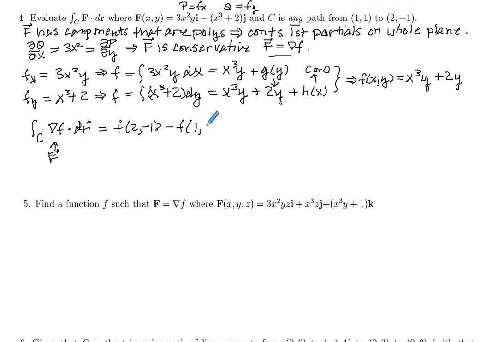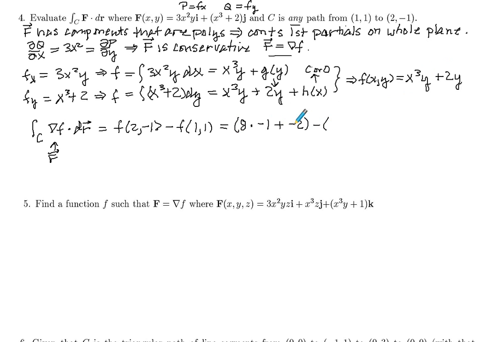And it's totally independent of path. So that's why we could say any path here. We didn't have to give you a path because all the path integrals are the same. So we just plug 2, -1 and 1, 1 into our function here. So I plug a 2 and a -1 in here and a -1 there. So that's going to be 2 cubed is 8 times our y here is -1, and then plus 2 times -1 would be -2.